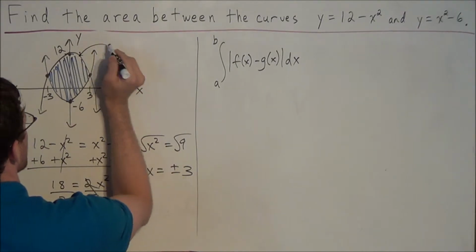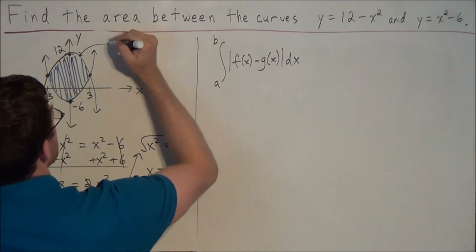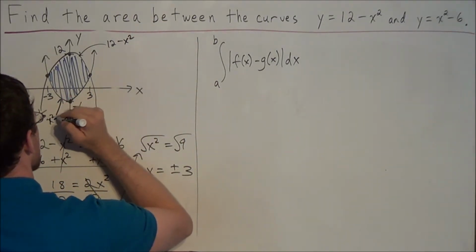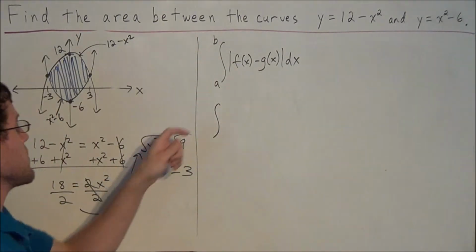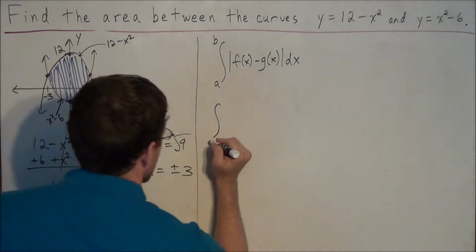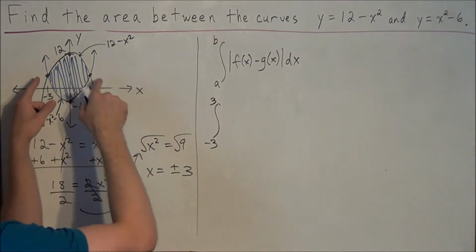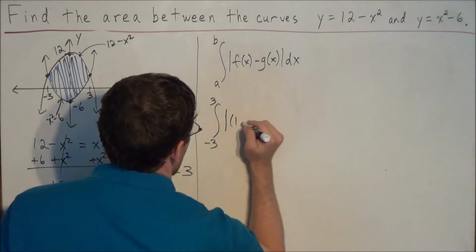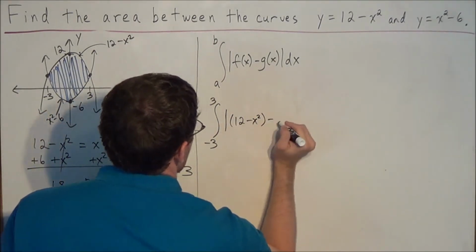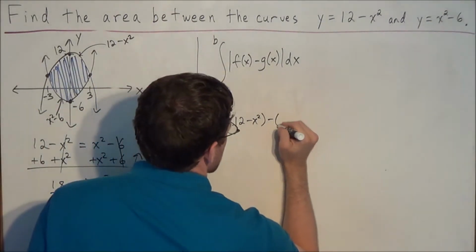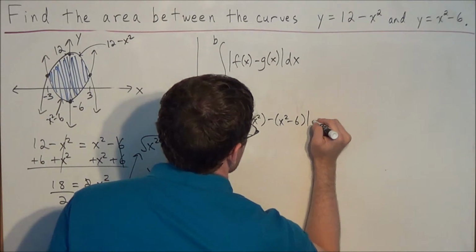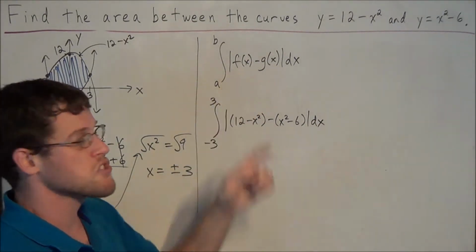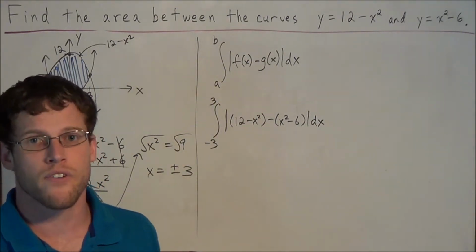So in this case, we're going to choose f of x to be this function on top, which in this case is 12 minus x squared. And the function on the bottom in this case was x squared minus 6. Remember, the integral in our case is going to go from negative 3 to 3. This is sort of like the beginning and end of the enclosed region. And now f of x, we chose it to be 12 minus x squared, and we're subtracting g of x, which in this case is x squared minus 6. Remember, it doesn't matter which one you choose to be f or g of x, but it makes life easier if you choose f of x to be the greater function. That way you don't have to account for any sign changes.